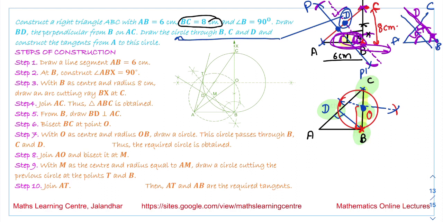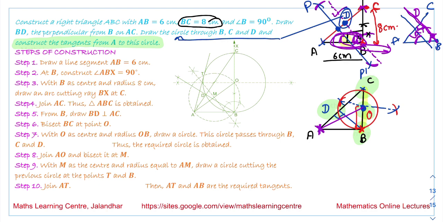Now the last part is to construct the tangent from A to this circle. To construct the tangent from A to this circle, A is the point over here, and O is the center of this circle. So we are going to join A and O. We have joined these two. Next, we have to construct the perpendicular bisector of AO. We keep the compass at A and mark two arcs.